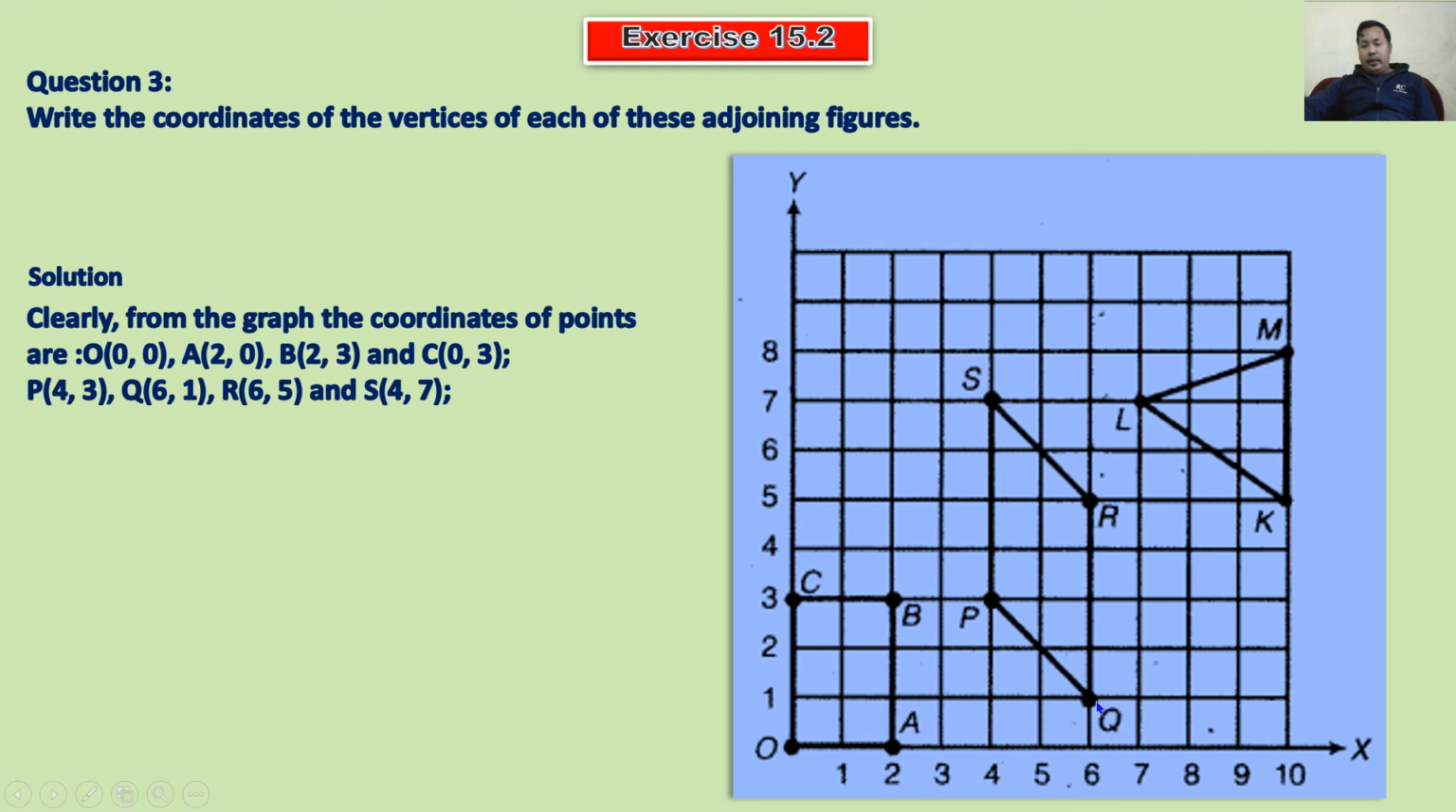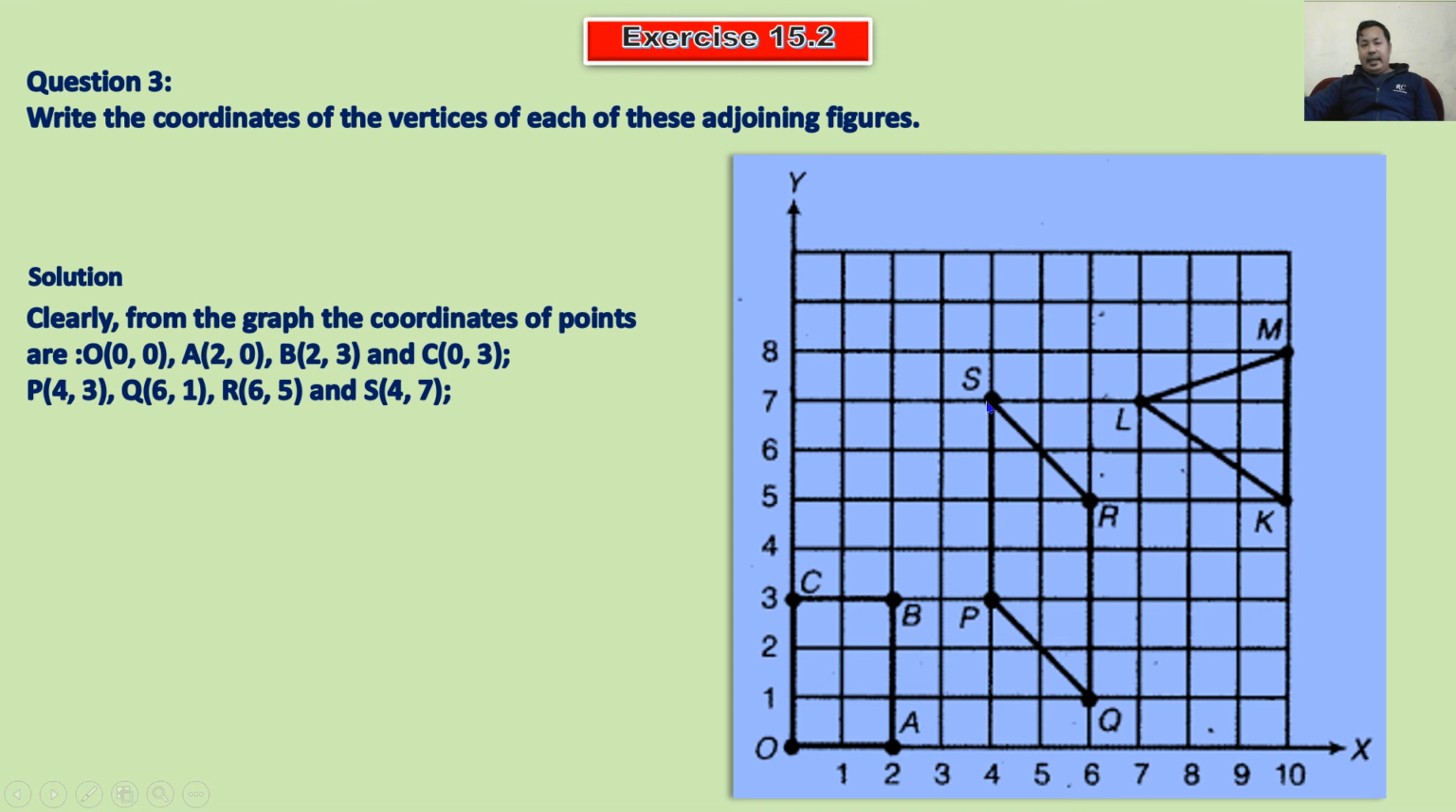And Q, you can see that coming to the x, the value is 6 for x, and the y value is 1. That means 6 and 1, you can see here. And now R here, x again 6, but the value of y is 5. That means 6 and 5 here.